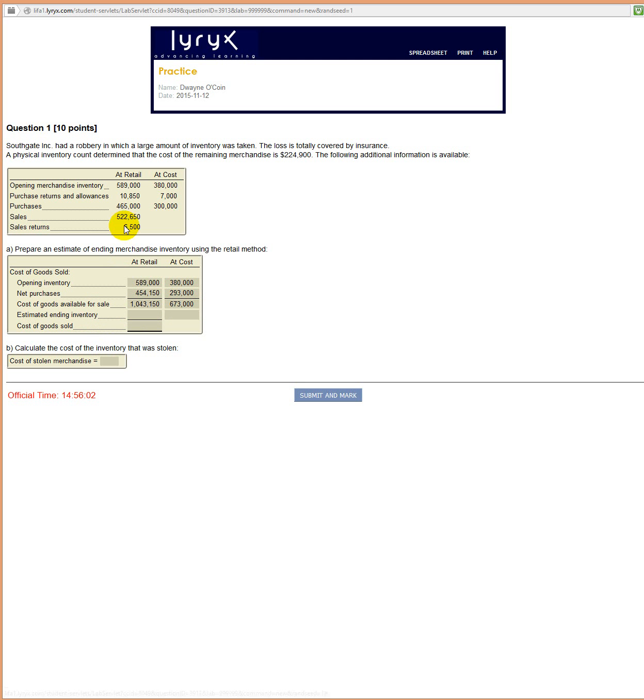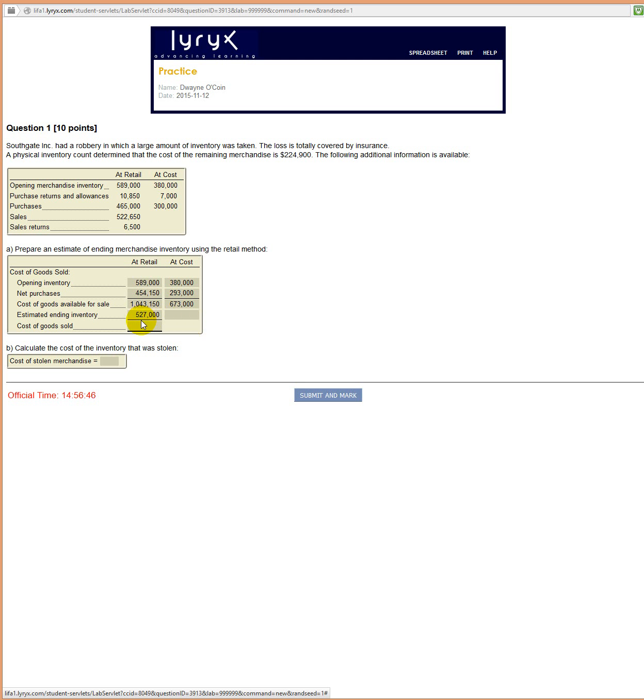Now, based on the fact that we sold $522,650 less sales returns of $6,500, we should be able to calculate the amount that should still be there in ending inventory. So the retail value of all of our inventory is $1,043,150. We sold essentially the retail value of $522,650. So we take that number and then we subtract our sales, the net amount of $522,650 minus the $6,500 which were returned. That gives us $527,000 as our estimate at retail.